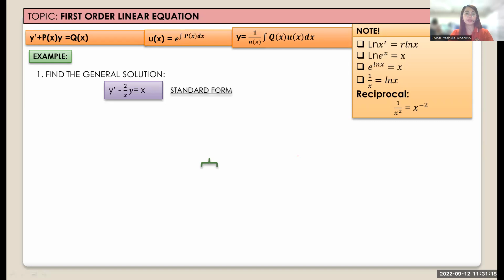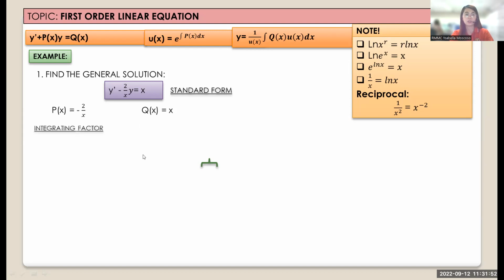Okay? So once we are sure that your equation is in standard form, we are now going to locate what is your p of x and your q of x. Okay? So for this one, your p of x is equal to negative 2 over x. So take note, we carry over the sign, which is the nature of your p of x. Okay? Your q of x would be equivalent to x. So as the definition of the values of p and q a while ago, that should be a function of x.